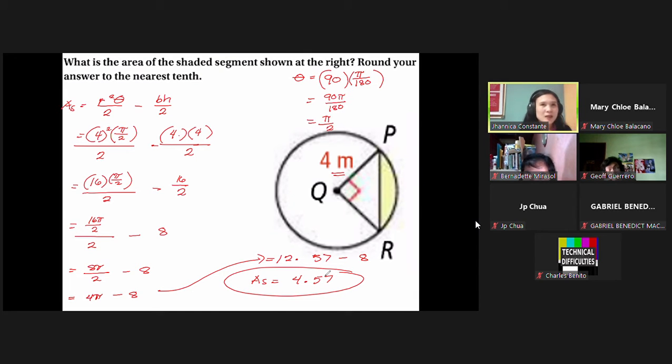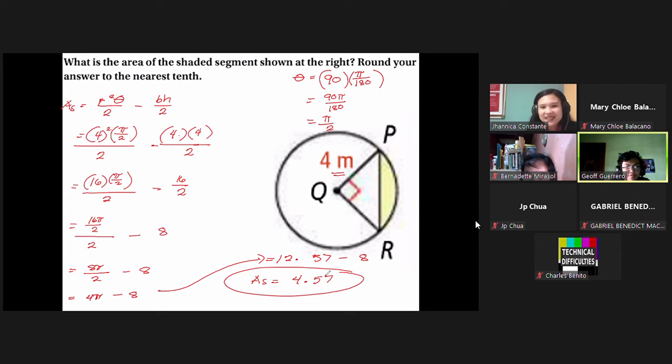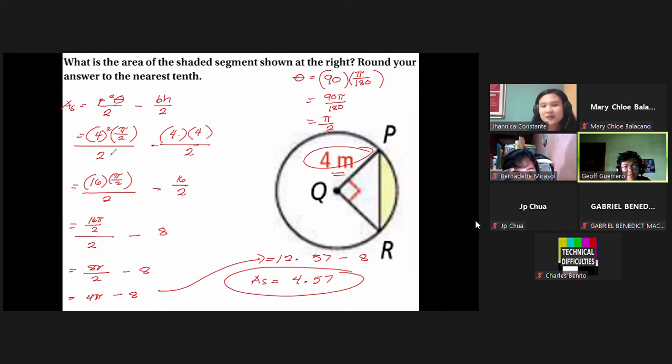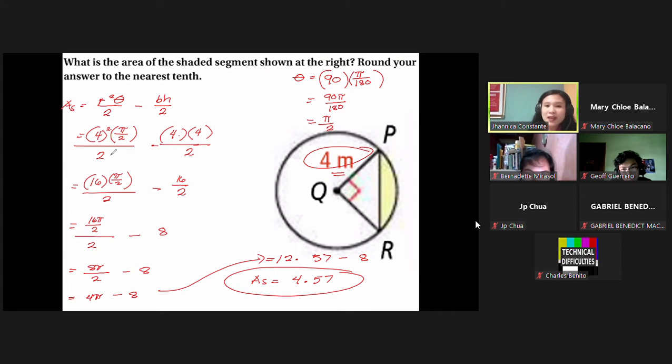Any questions on this example that we have on the screen? Teacher, how did you get the 4 for the base and height? How did we get the 4 for the base and height? We get the 4 from the radius that we have. So the height is also 4? Yes. Your radius is your base and your height for the triangle in the circle that we have, since the radius is always equal.